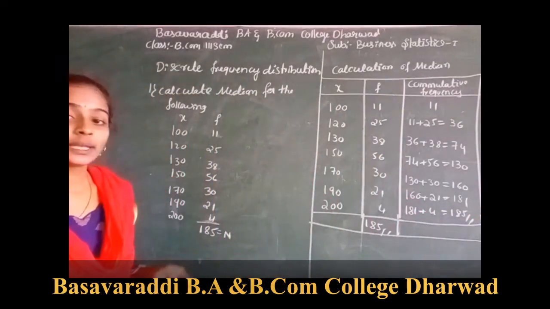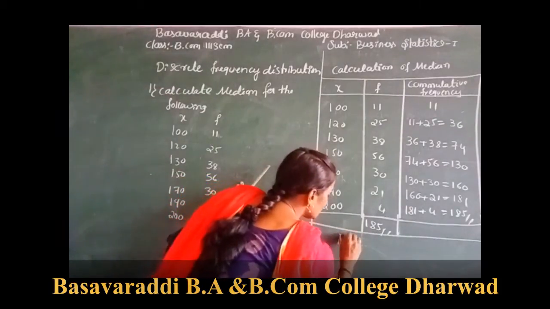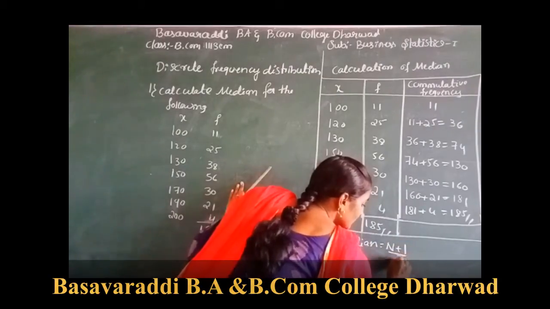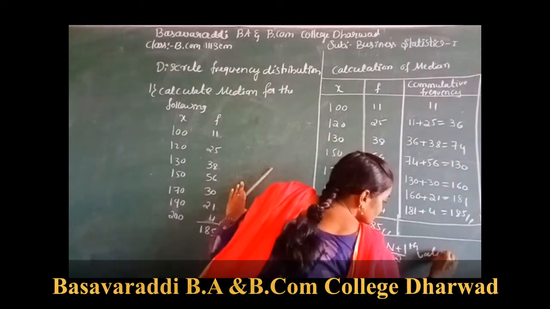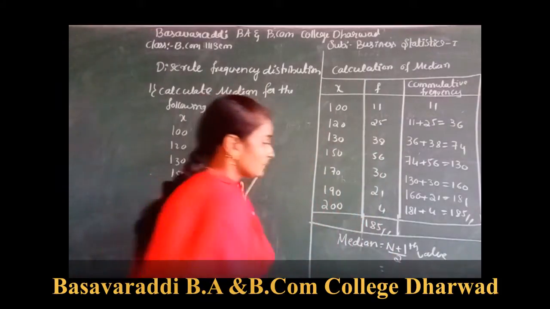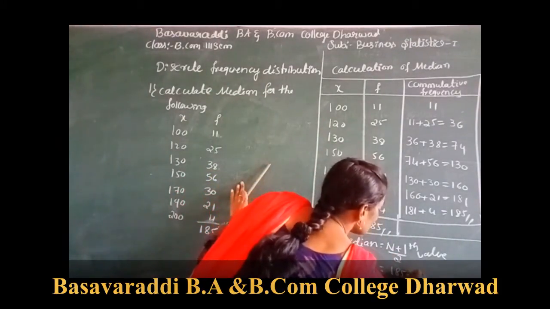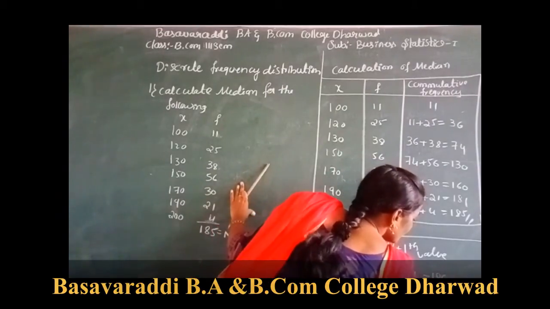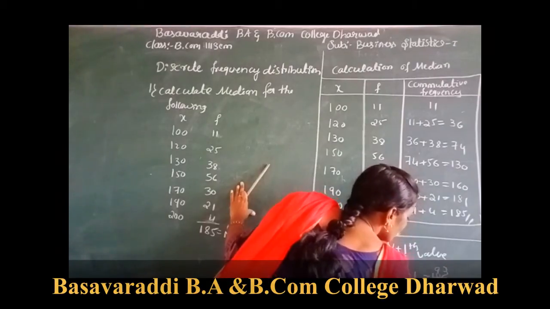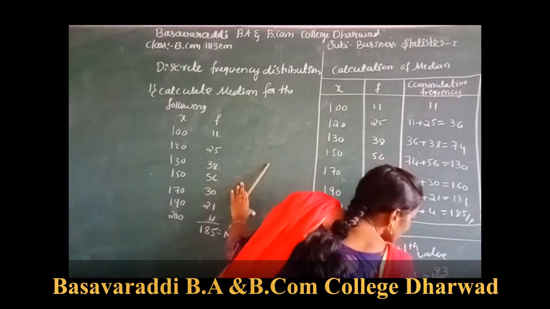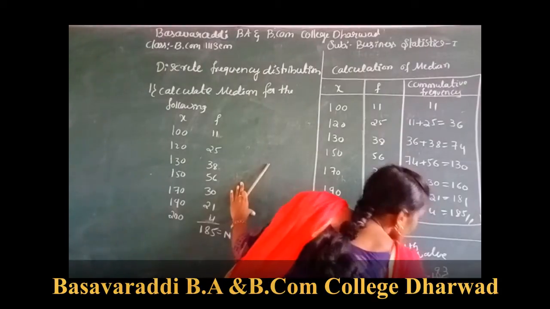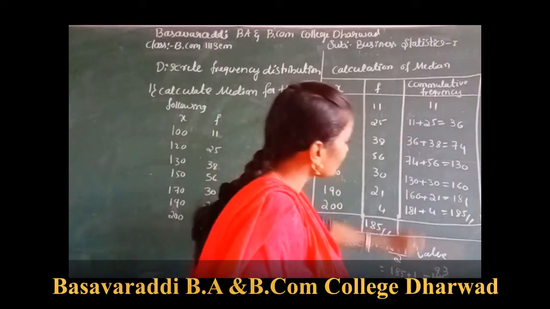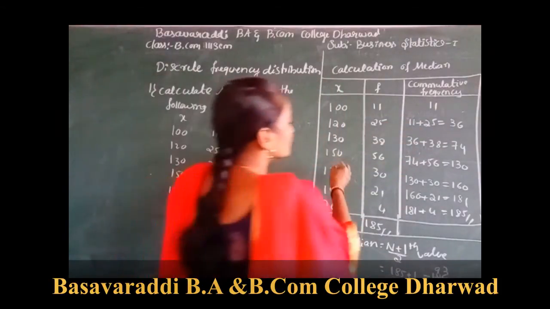Okay, how to calculate median? Median is equal to N plus 1 divided by 2. N is 185. 185 plus 1 divided by 2, that is 186 divided by 2, which is 93. In this cumulative frequency, where does the 93rd value come? Okay, here.